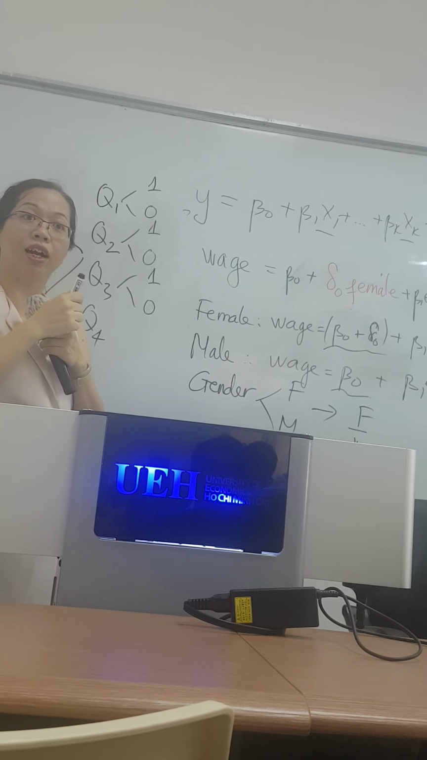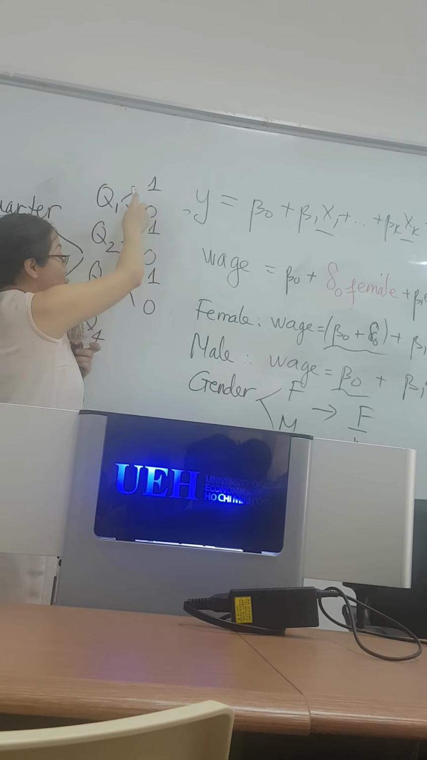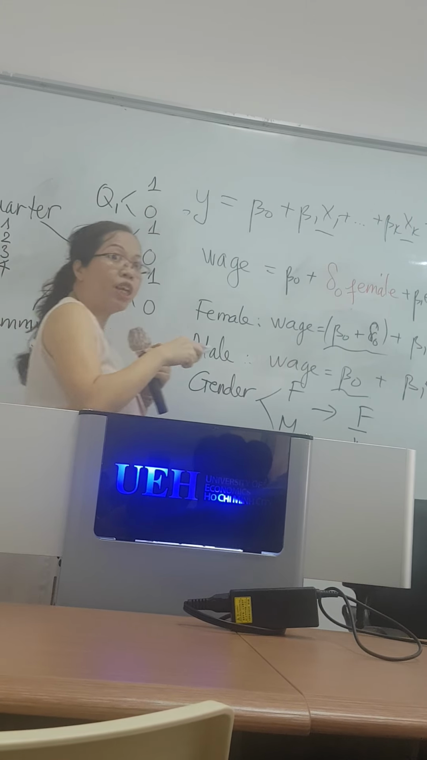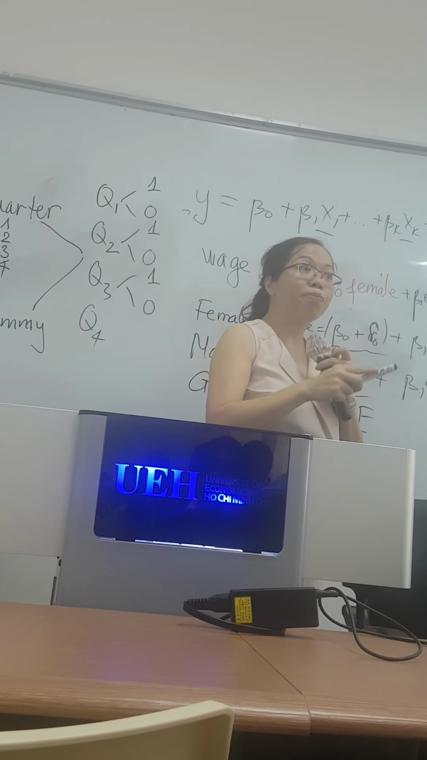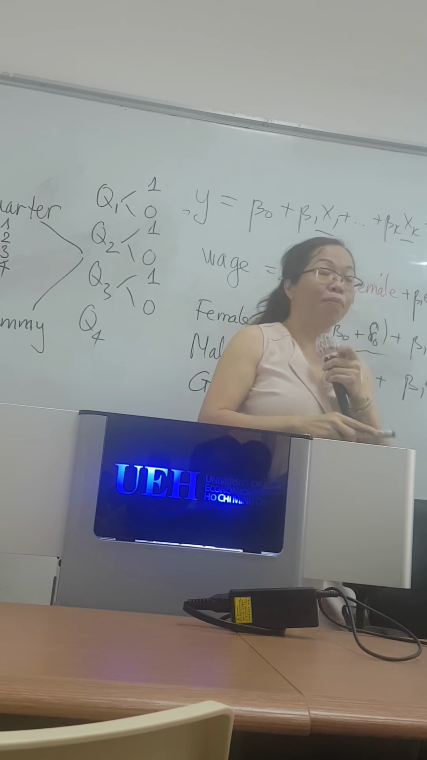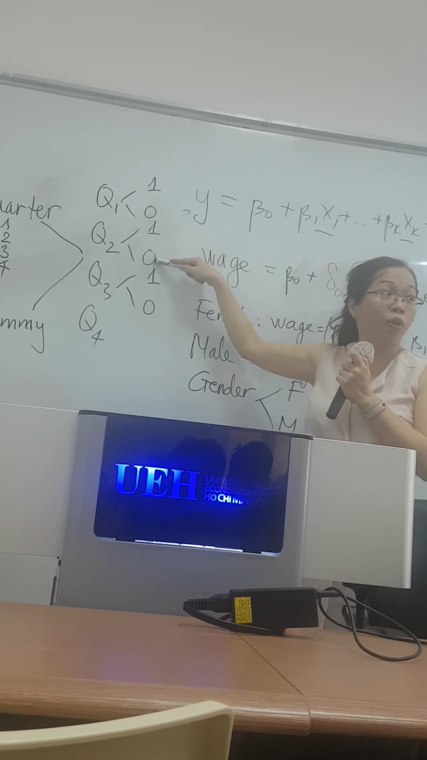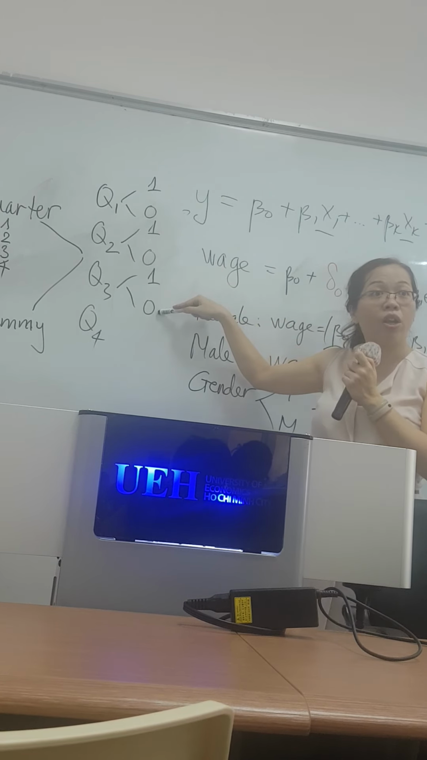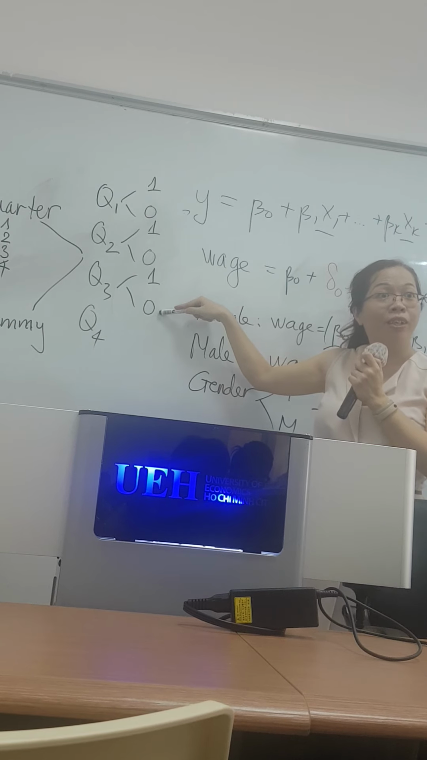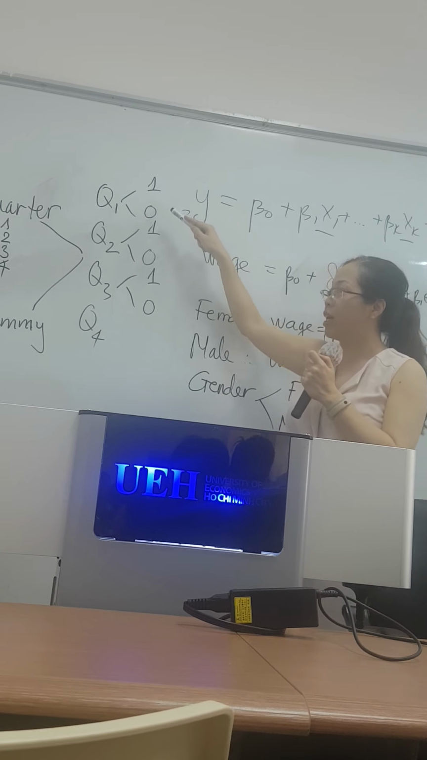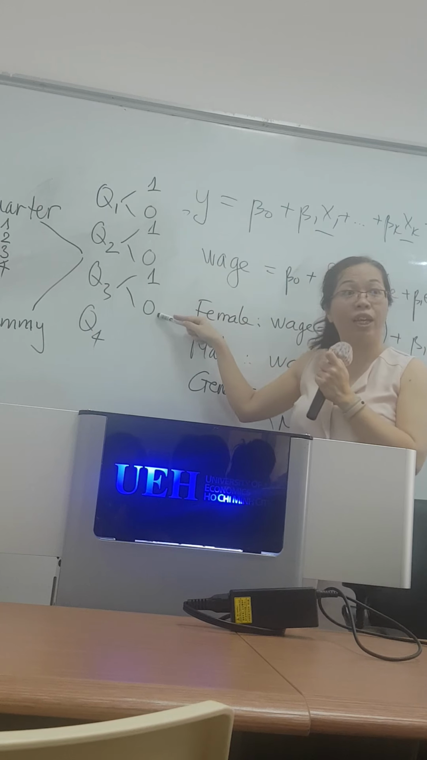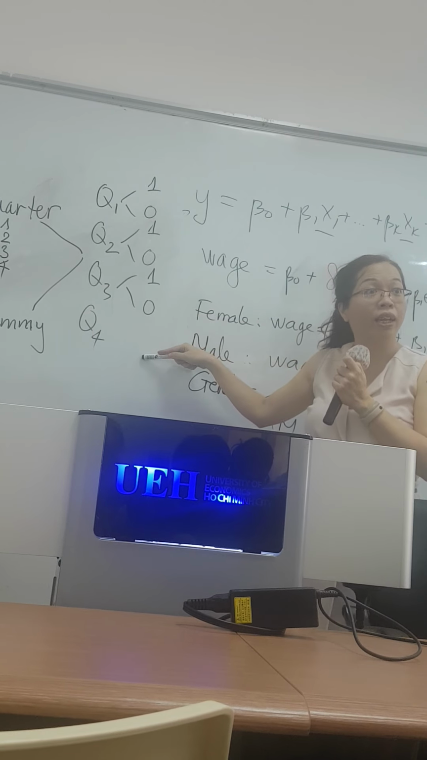No. No, right? Because if the first 3 here have the value equal to 0, that should be quarter 4, right? Because 0 means it's not in quarter 1, 0 is not in quarter 2, 0 is not in quarter 3. So it's not in quarter 1, 2, or 3, it must be in quarter 4, right?